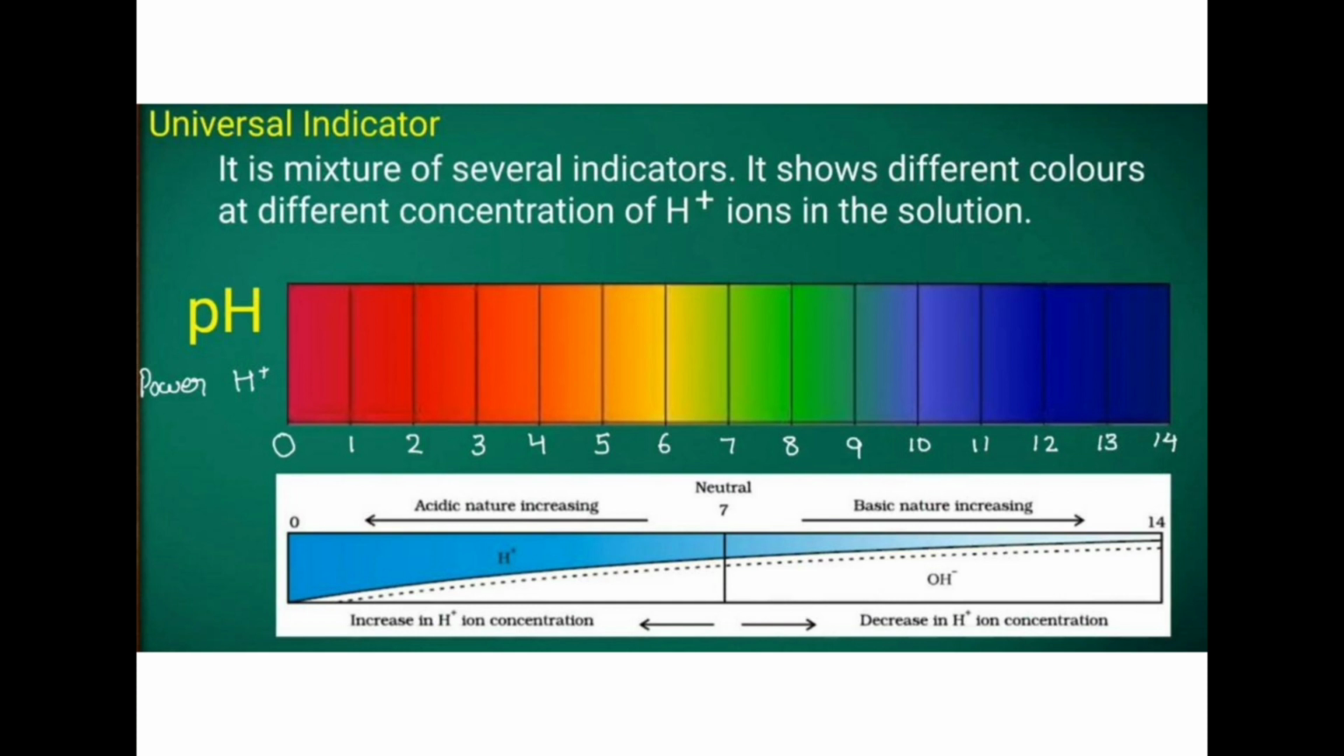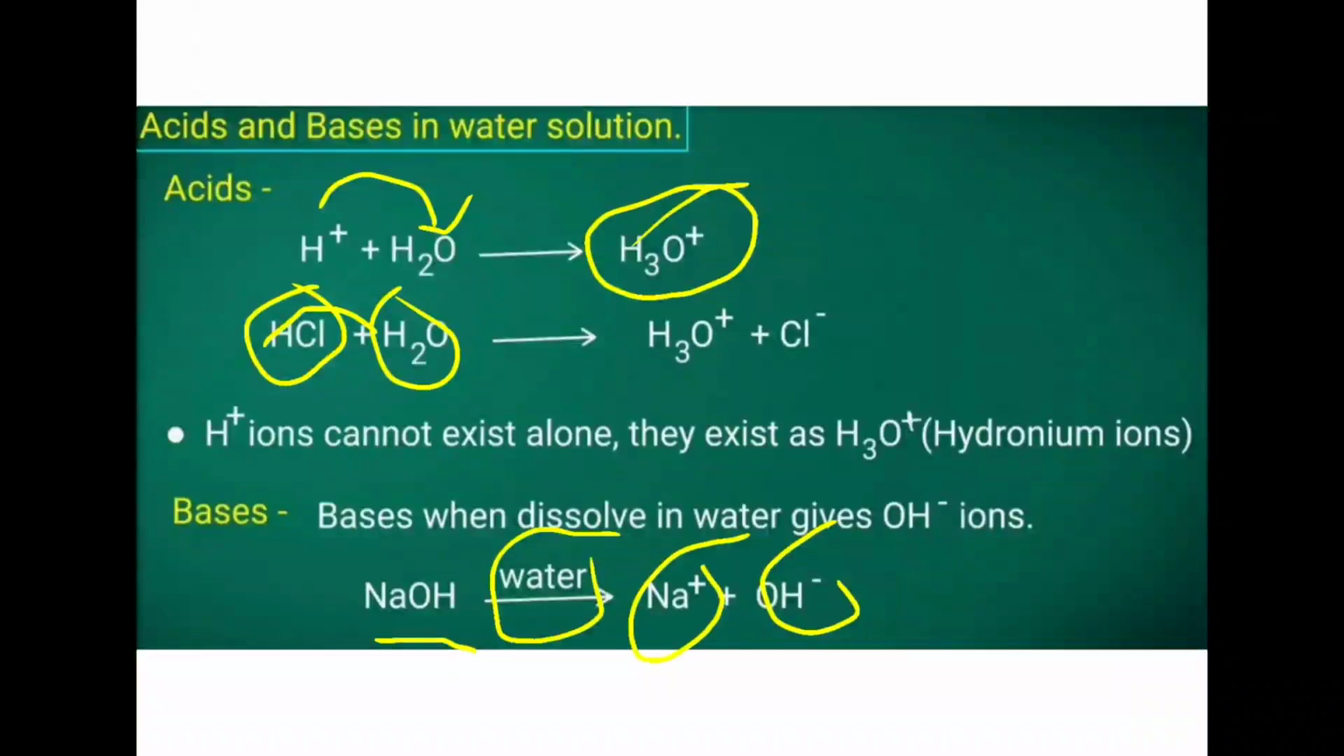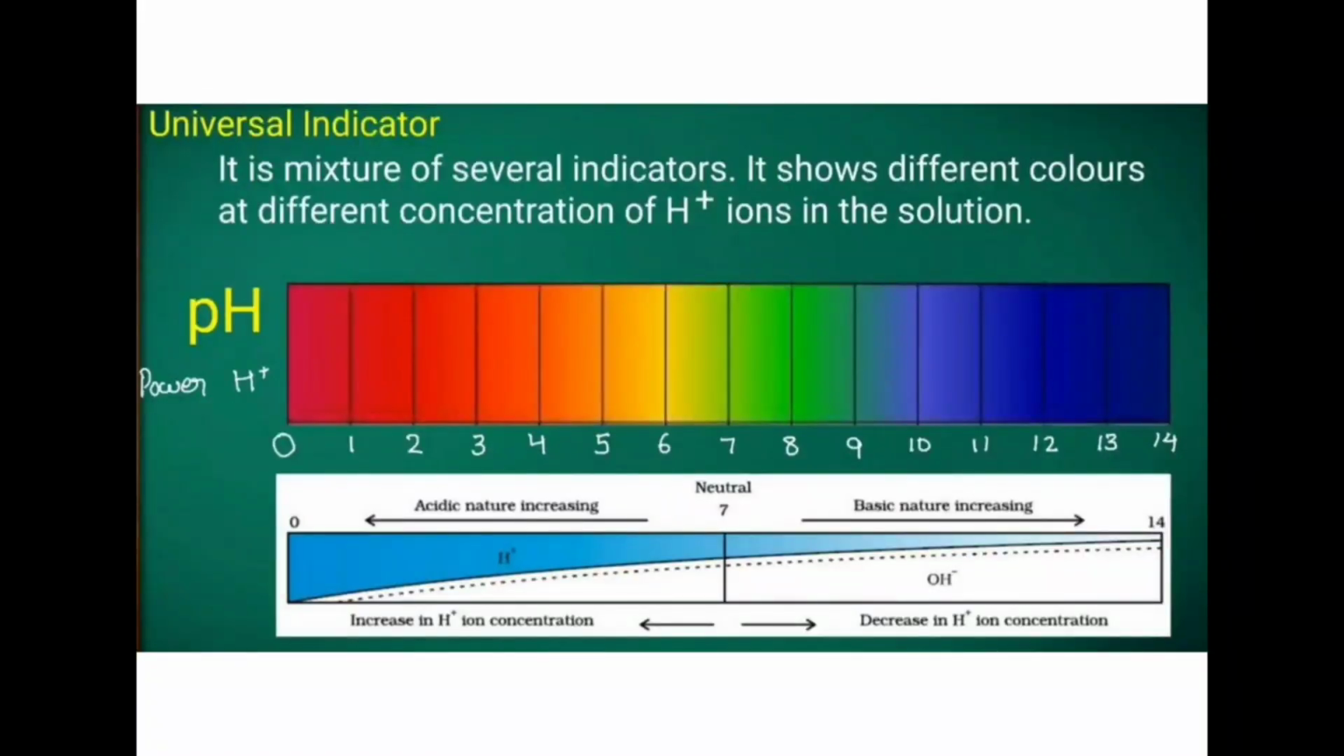Yes. Then next important, this much time we are discussing about the indicators. So natural indicators, olfactory indicators and all we discussed. Now we are going to study about the universal indicator. So what is a universal indicator? It is a mixture of several indicators. It shows different colors in different concentrations of hydronium ions or H plus ions in the form of solution.